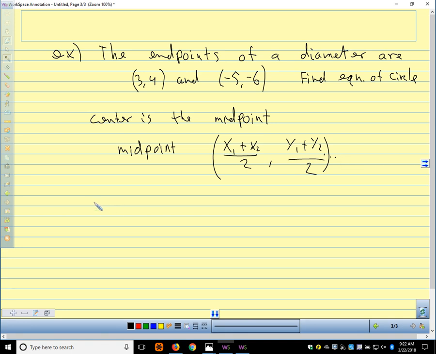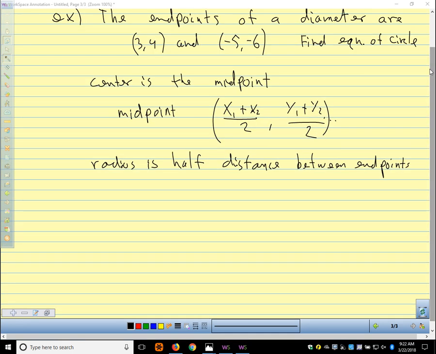The radius is half the distance between the endpoints. So we use the distance formula to find the distance between the endpoints, divide that by 2, and you get the radius. That reminds me of, you get a bonus today. You know what the difference between a radius and a diameter is, right? All right, so we're not going to go through the calculations, but this would be our setup.